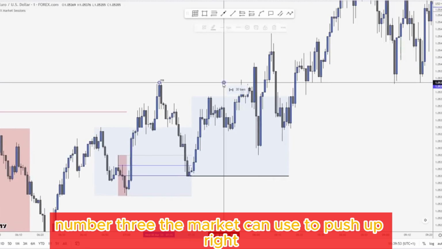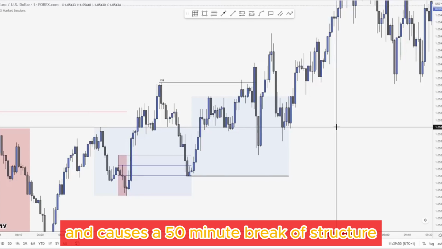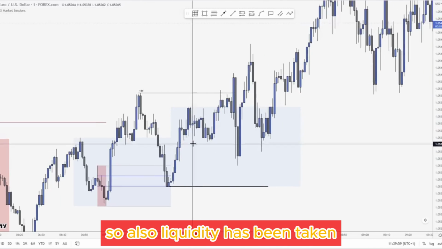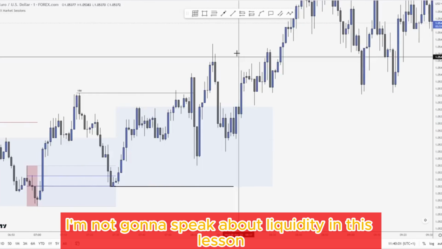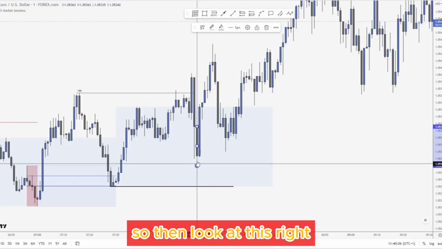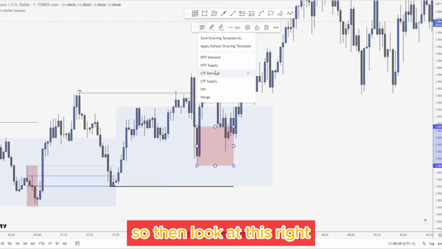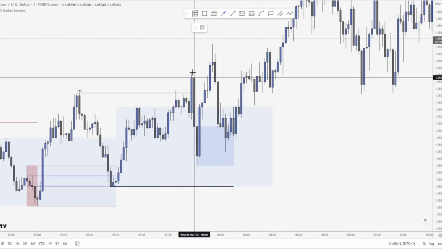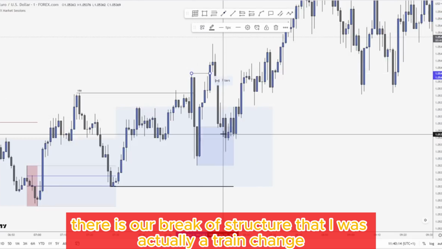The market continues to push up, right, and causes a 50-minute break of structure. What I know is that there is demand within it right there. So also liquidity has been taken. I'm not going to speak about liquidity in this lesson. We had a trend change precisely right there. So then look at this, right? Same thing on the 1 minute that we do, same thing on the 50-minute. There is our break of structure that was actually a trend change.